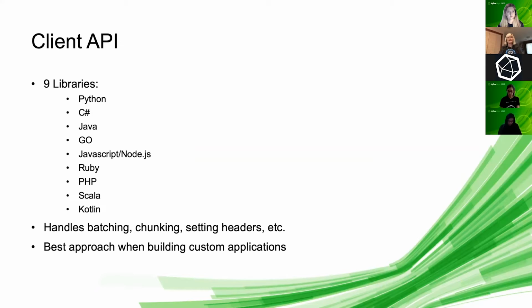So for client APIs, we have a large range, 9 different libraries today. We've got Python, C#, Java, and Go, JavaScript, Ruby, PHP, Scala, and Kotlin. And as I mentioned earlier, the client API does take care of batching, chunking, setting the headers appropriately, so it hides all the details of what it takes to get the data to the Influx database.